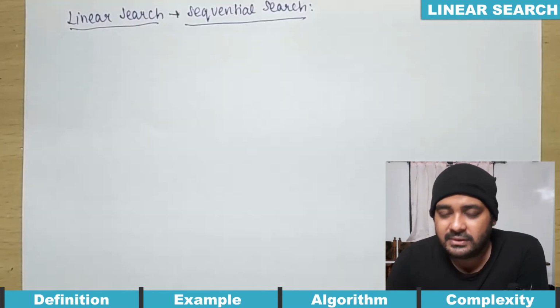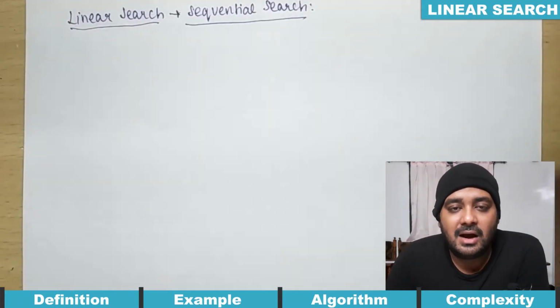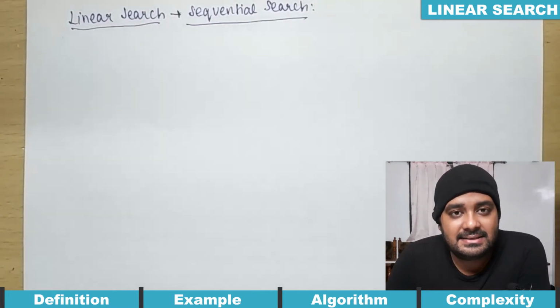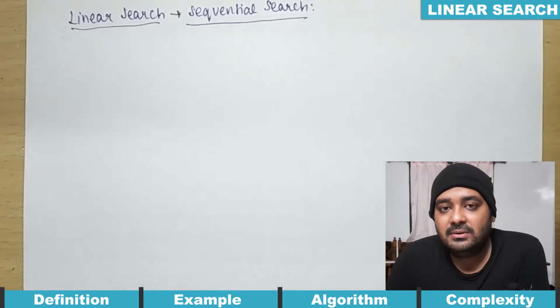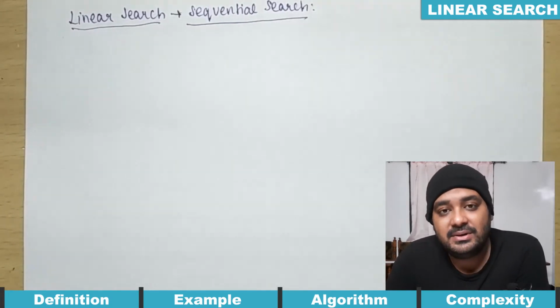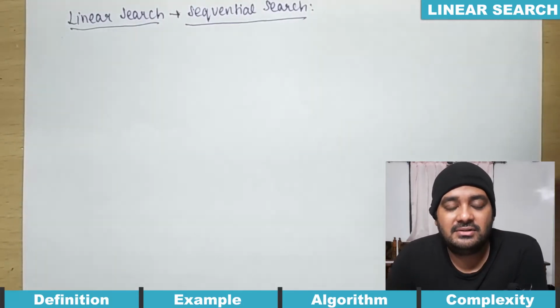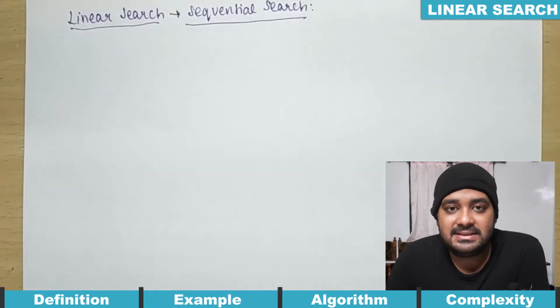Here is how your linear search works. As said earlier, it takes the element to be found and searches for it inside the list in sequential order. That's why it is also referred to as the sequential search algorithm.